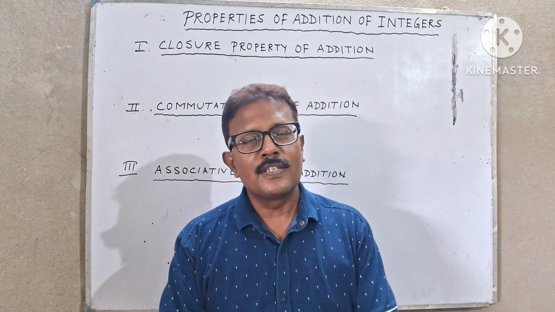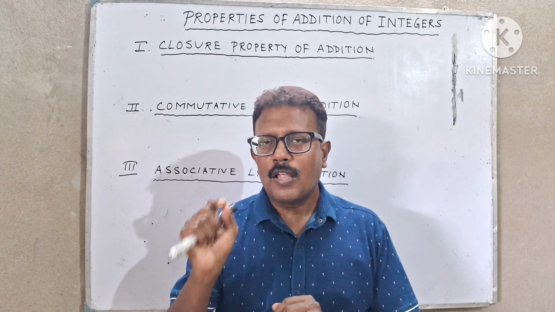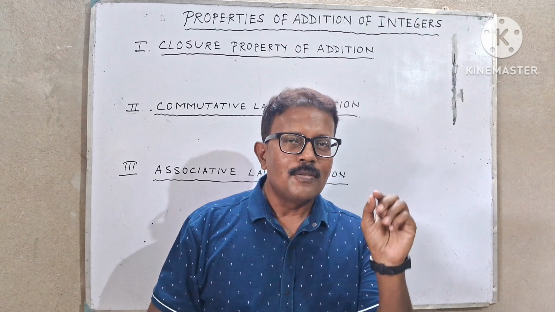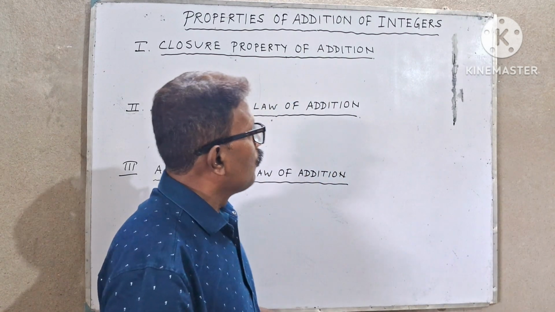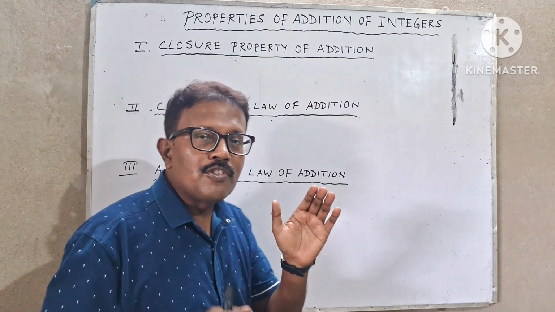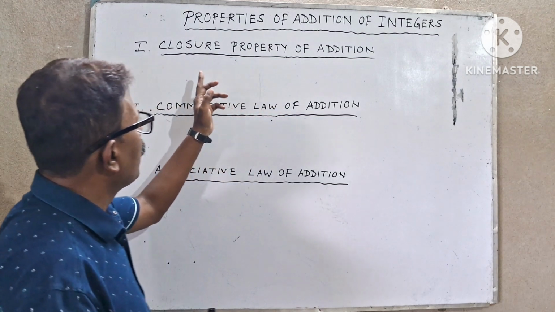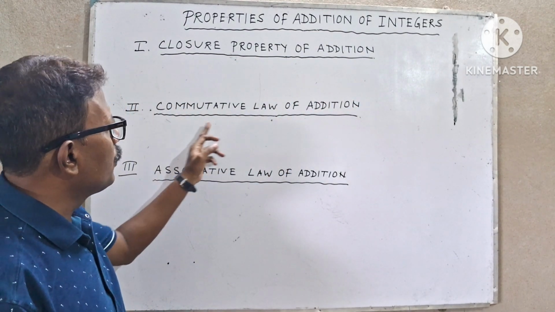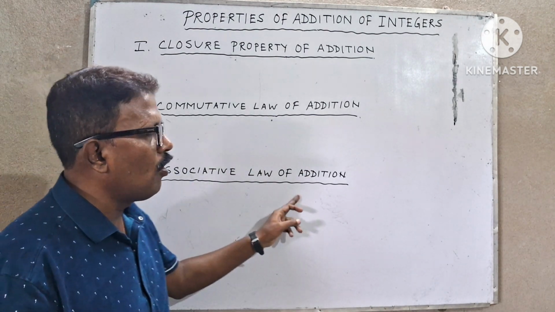Do you know what integers are? Yes, integers are 0, plus 1, plus 2, plus 3, plus 4 and so on, and minus 1, minus 2, minus 3, minus 5 and so on. Okay, so today we are going to discuss some properties of integers. The first property is the closure property of addition. The second property is the commutative law of addition, and the third property is the associative law of addition.